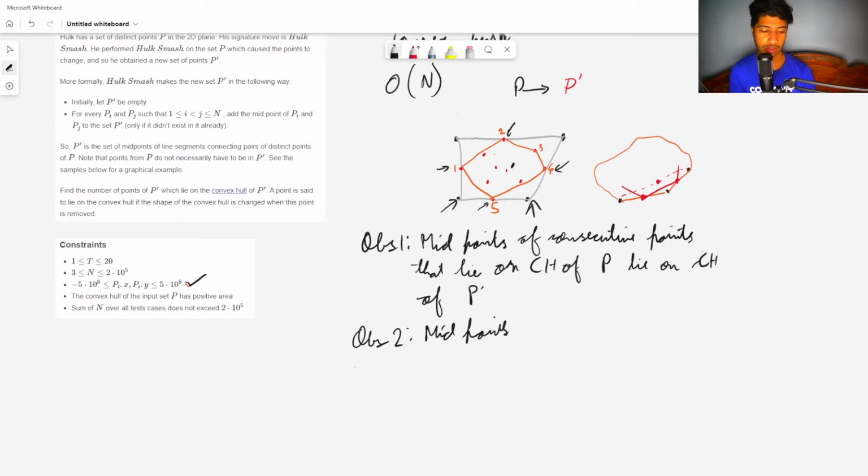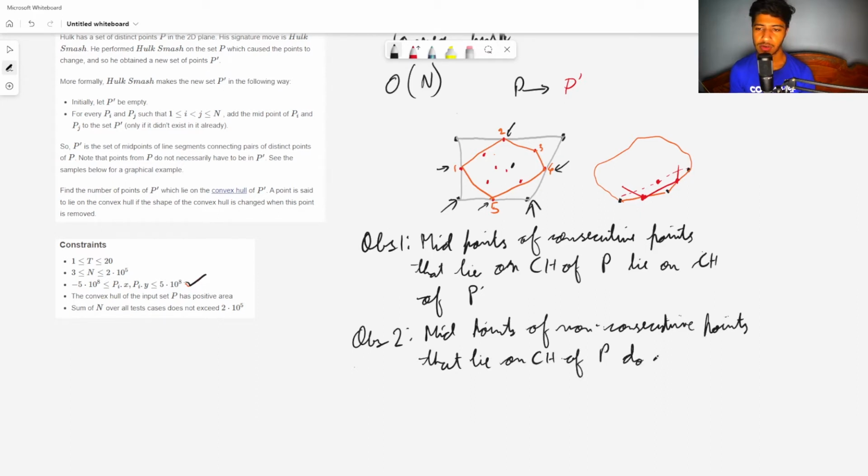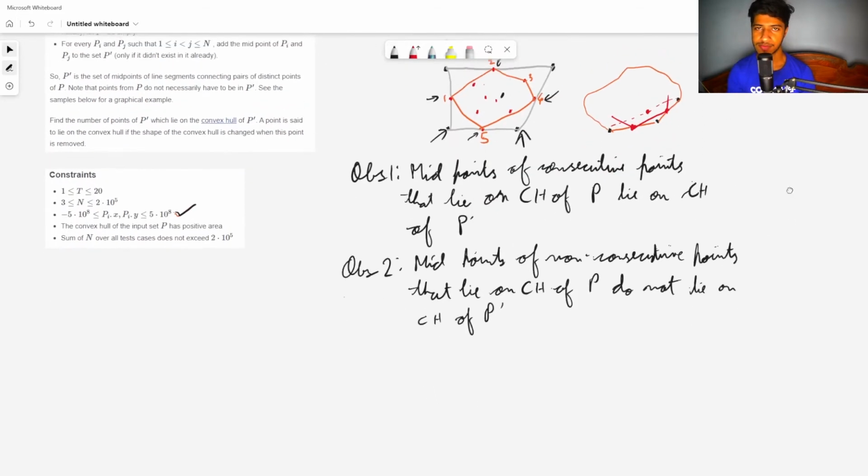Midpoints of non-consecutive points that lie on convex hull of P do not lie on convex hull of P dash, right?